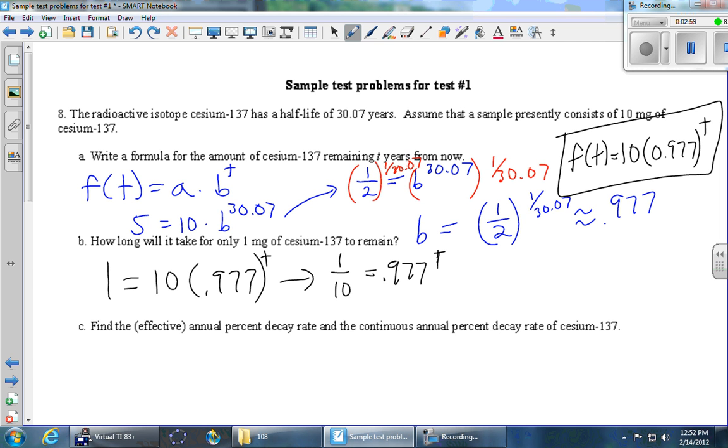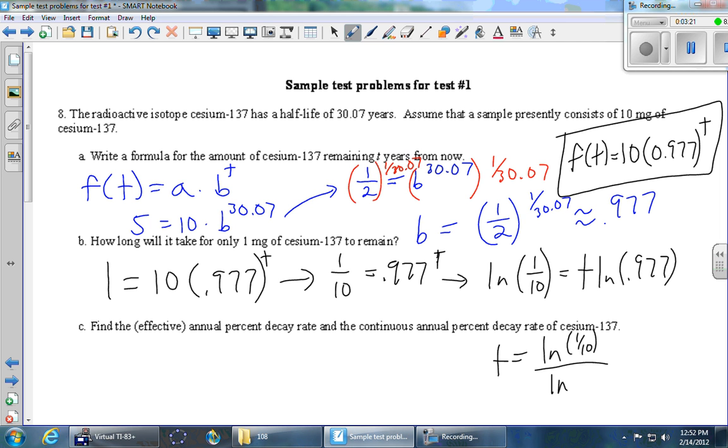And here's where we have to take the log of both sides. I'll use ln, you can use common log. Ln of 1/10 equals t comes down in the front, ln of 0.977. And then finally divide both sides by ln of 0.977 to get t is ln of 1/10 divided by ln of 0.977. So we're going to get a decimal here.